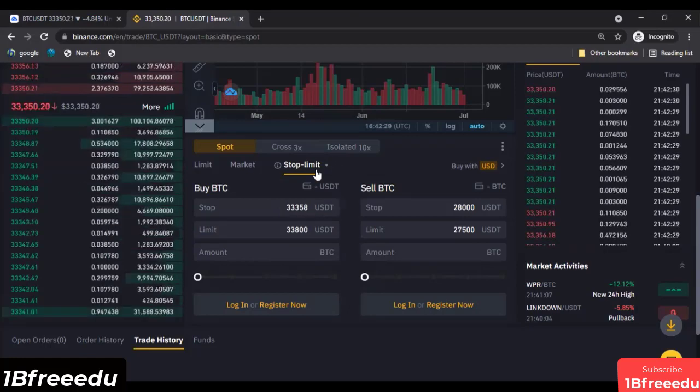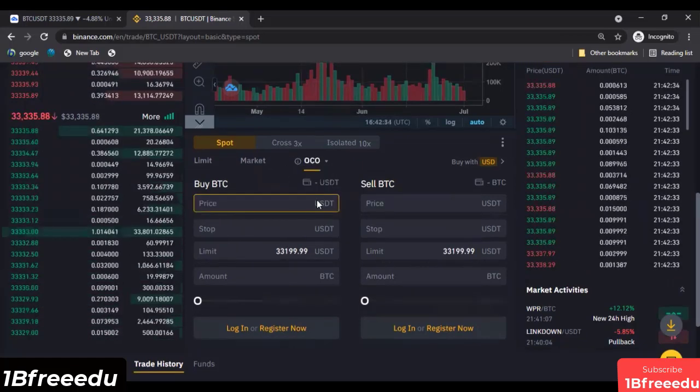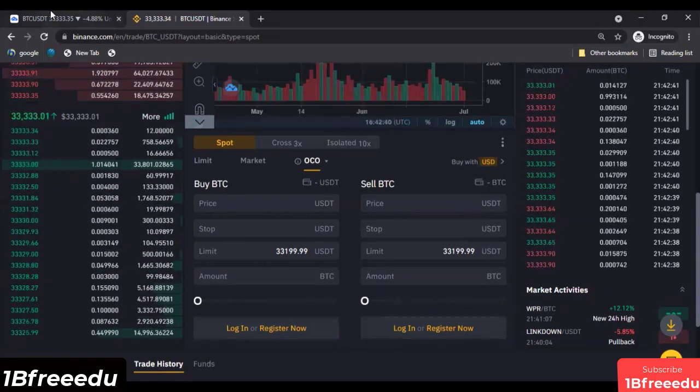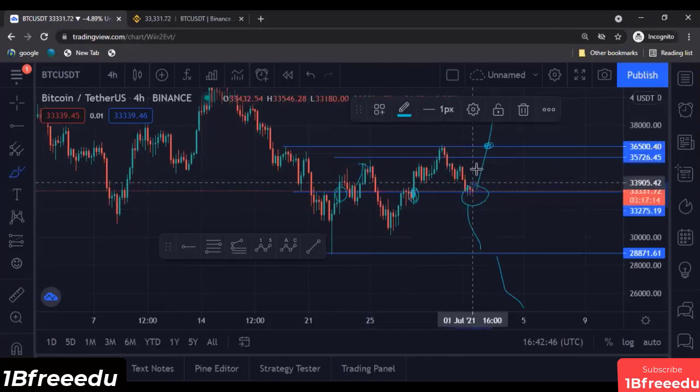The other advanced version of the stop limit is OCO. OCO basically means one cancels the other. While you are protecting your downside, you can also place an order for the upside. For example, if you have bought BTC right from here at the current price and you expect it to go all the way right here till 36,000, but you also need to protect your downside.